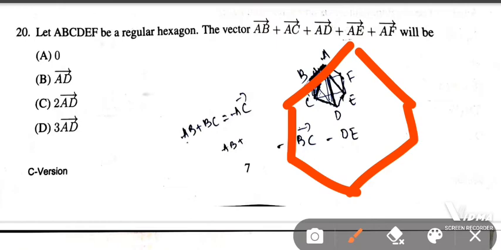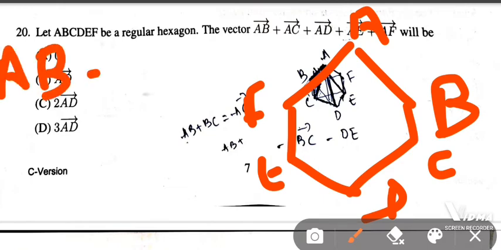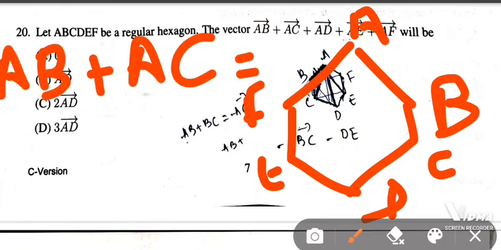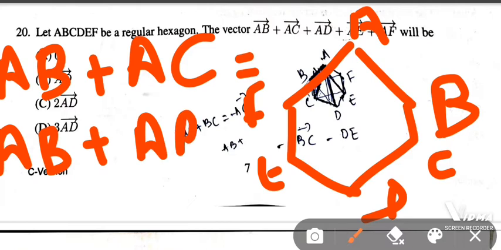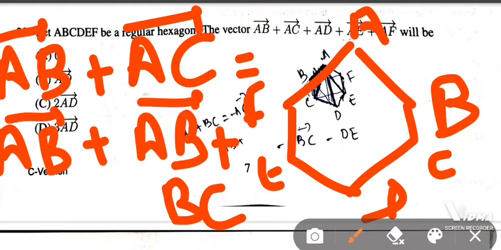So here let this be A, let this be B, C, D, E and F. Okay, got it. So now what we'll do is AB plus AC can be written as AB, and AC can be written as AB plus BC. Okay, this part is clear. Vector sign shouldn't be missing. So what we'll obtain is that AB plus AC is equal to 2AB plus BC.